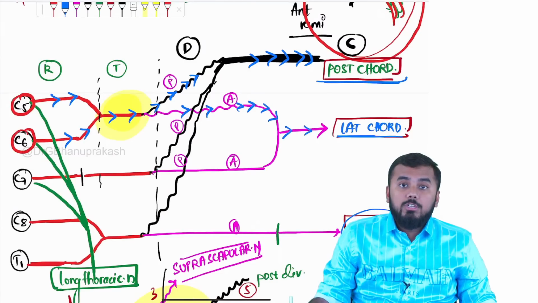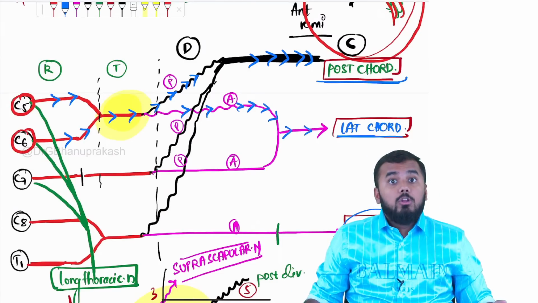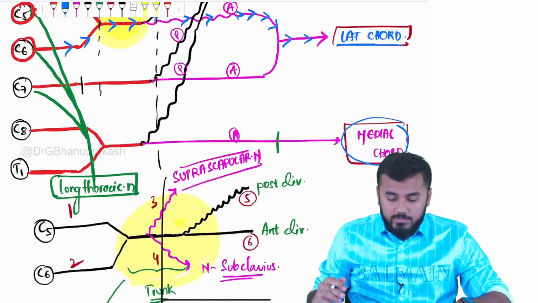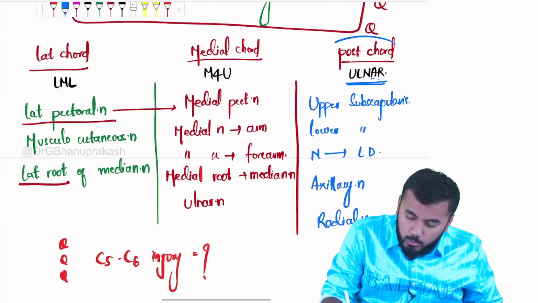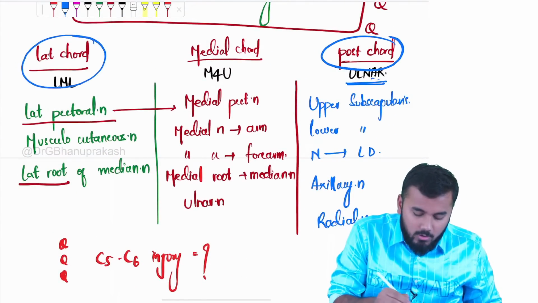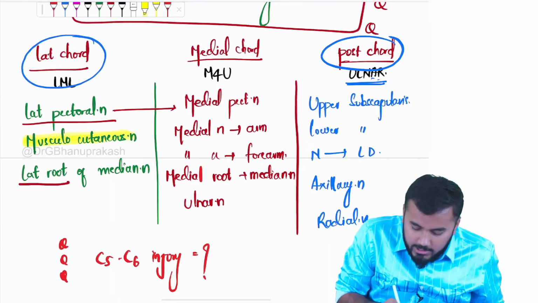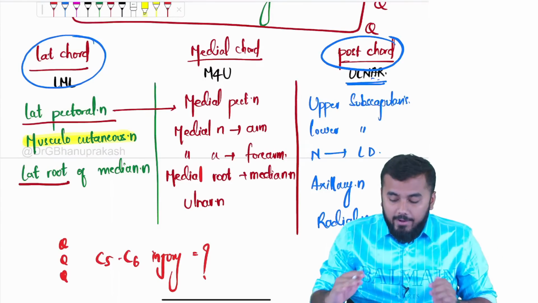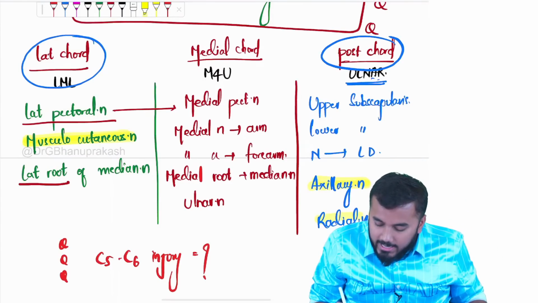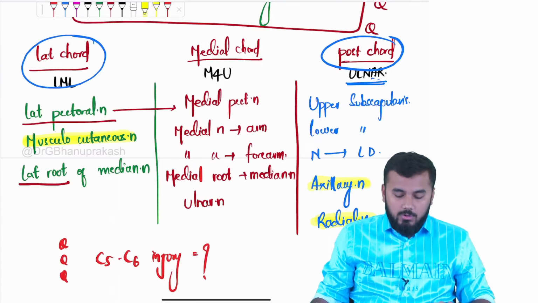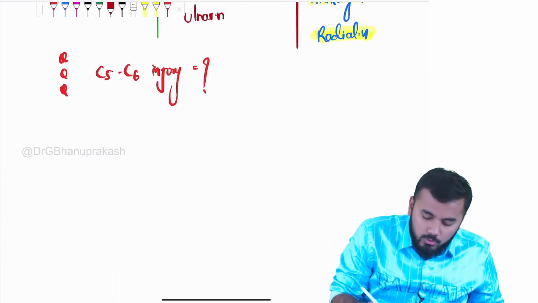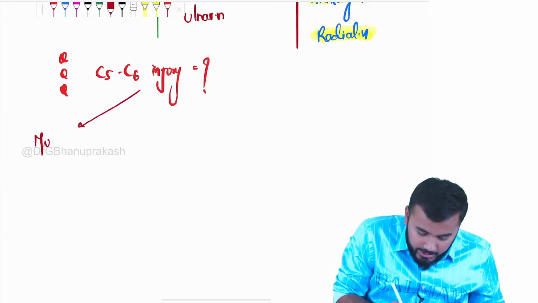Now you might ask, sir, are all the nerves disturbed? Not all the nerves. Which nerves of the posterior cord and lateral cord are disturbed? Look here. Musculocutaneous nerve will be disturbed. And from the posterior cord, axillary and radial nerve will be disturbed. Okay. So this way you need to look at it.